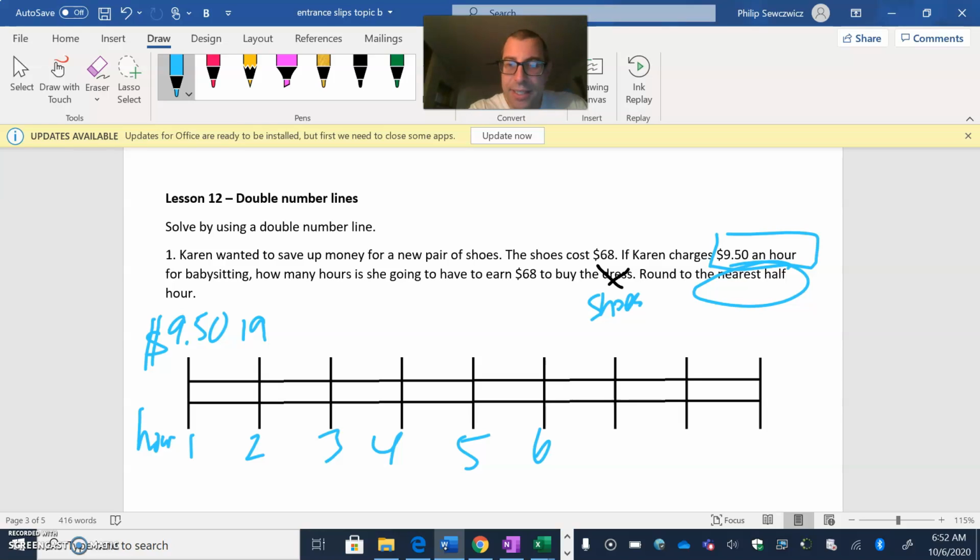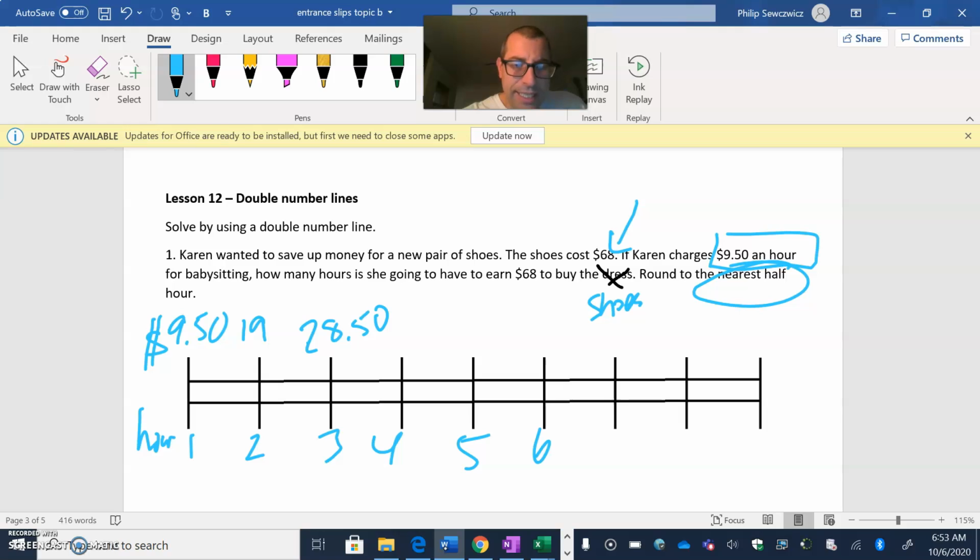So I can see still not enough. I'm trying to get to that 68. So let's add another $9.50 on. If we do that, a little mental math. Like I said, if we break out the calculator here, that's fine. 9 and 9 is 18. Carry the 1. So now I'm at $28.50. Nope, not enough.